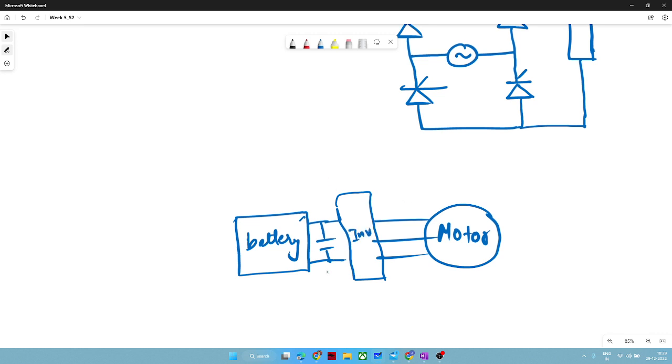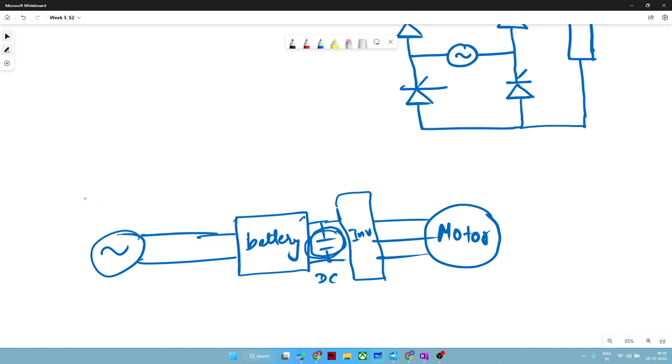So here your DC will be converted to AC and your motor will start driving. But in case you want to regulate this DC link voltage, and you somehow replace the battery and connect it with your AC supply whenever you charge your battery. So whenever you charge your battery, your AC supply will be there.